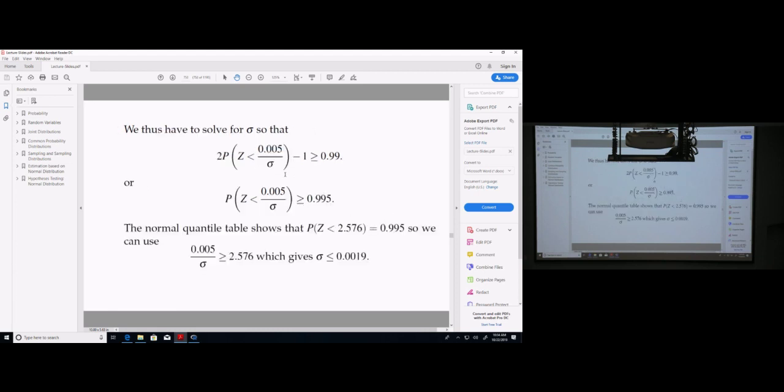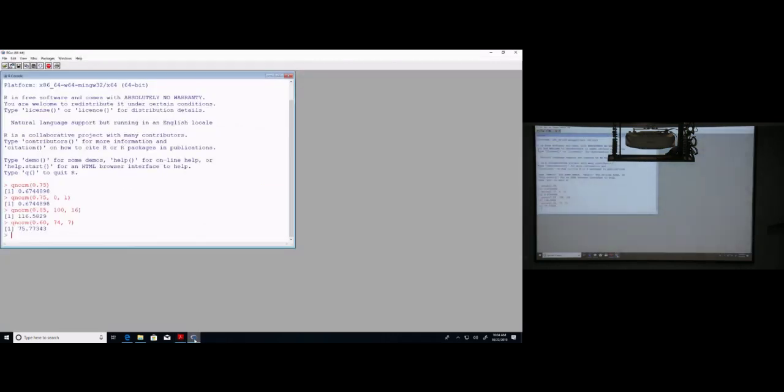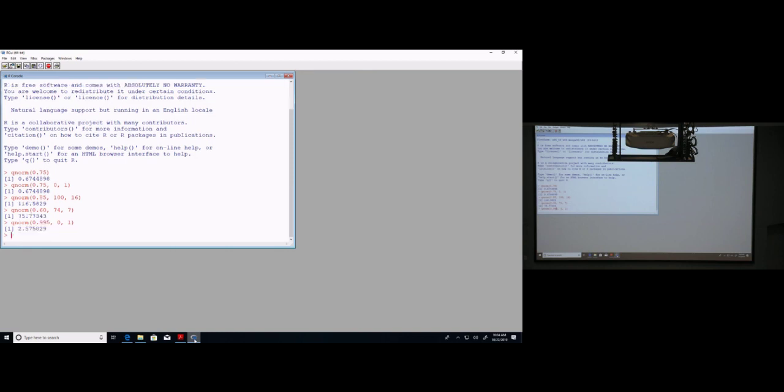So we simplified this to this, and so we are requiring this. In other words, this is the 0.995 quantile. So this is where it is, and this number is 2.576 from the table. We can do that here. So we wanted the normal. We want 0.995. So this is the number here.